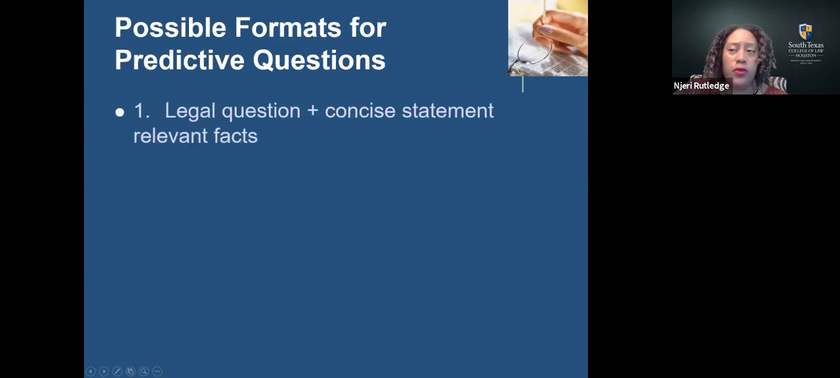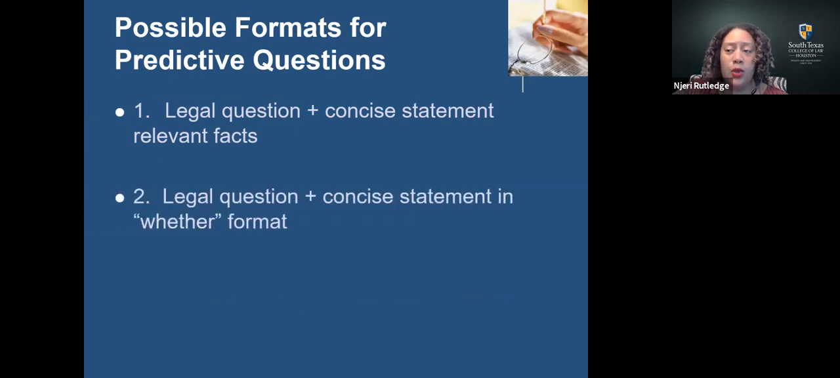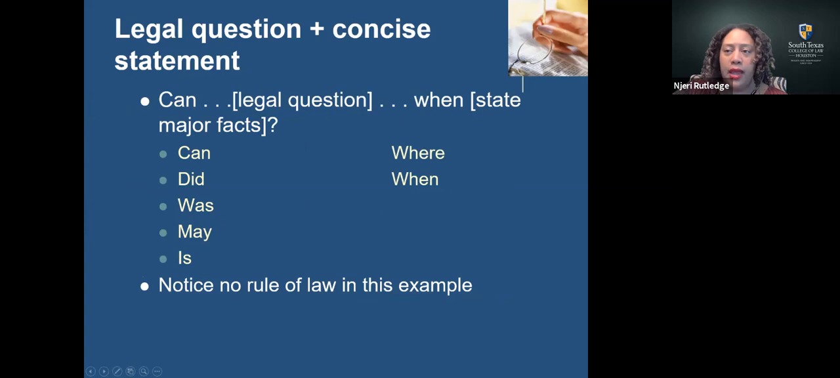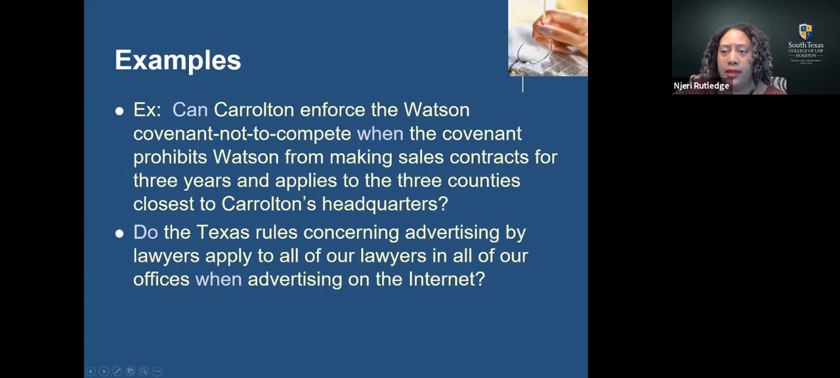So formats for the question presented would be the legal question plus a concise statement of the relevant facts: the legal question, and a concise statement in a whether format, or the under, does, when format. So can, legal question, when. It's almost just like a formula, right? Did, was, may. Do the Texas rules concerning advertising by our lawyers apply to all of our lawyers and all of our offices when advertising on the internet? Now, that was the specific issue in dispute.